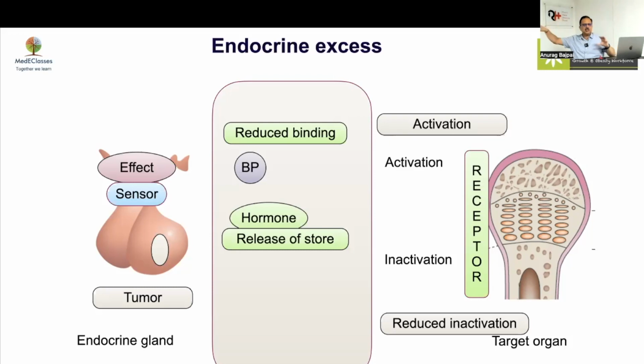So if you now use this diagram, you can explain nearly most of the causes. Then of course, you can have receptor overactivity. Is overactivity more common or underactivity more common? Meaning, is resistance more common or sensitization more common? Resistance is more common. Why? Why do you think that we have so many PTH receptor problems, growth hormone receptor problems, but hyperactivity is less common?